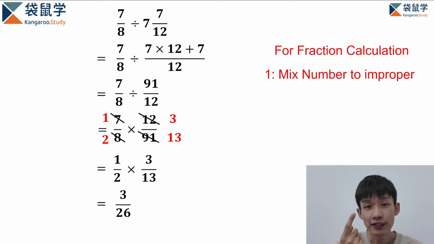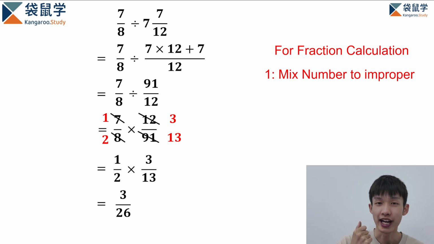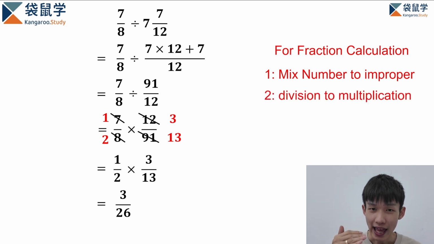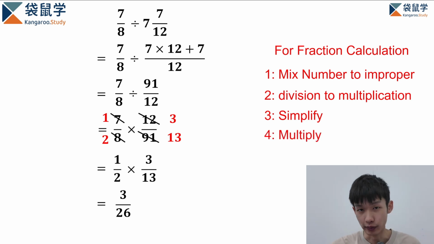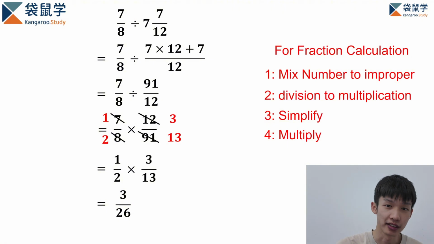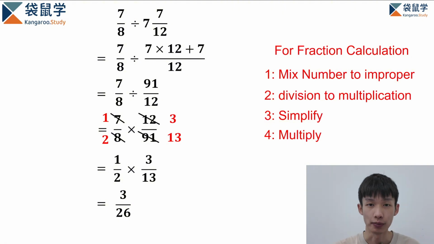Check. If we have division, what should we do? We should change it into multiplication. And then the following stage, the third stage, is that we can simplify, because we can only simplify in the multiplication stage. And lastly, multiply the numerators and denominators. So there are 4 stages to solve the problem.